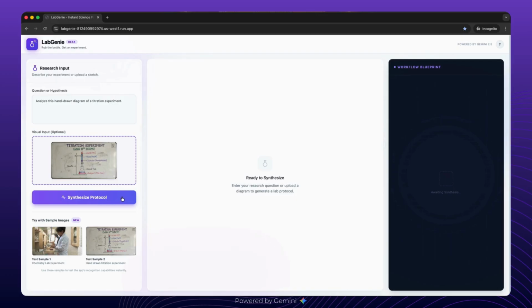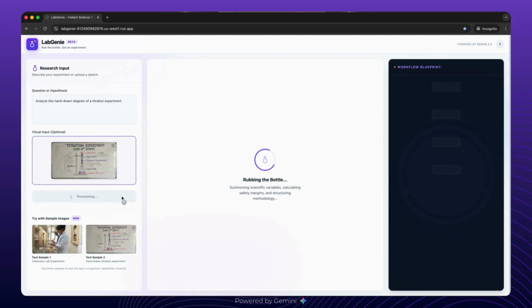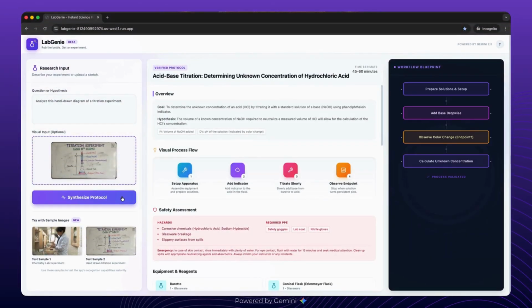Watch the AI work. In seconds, Gemini doesn't just see the burette and the flask, it understands the entire acid-base titration mechanism. It generates the full procedure: how much NaOH to use, the exact indicator drops, and the precise steps to find that unknown concentration.